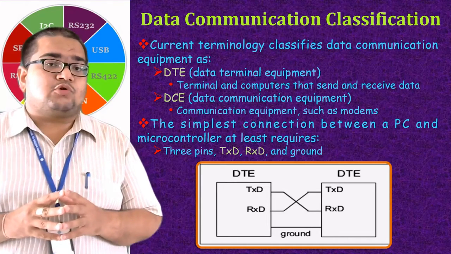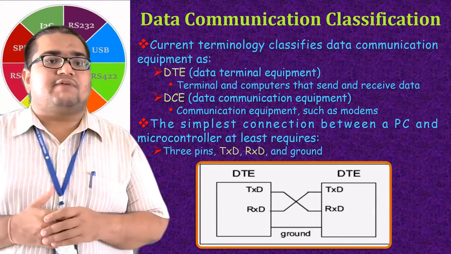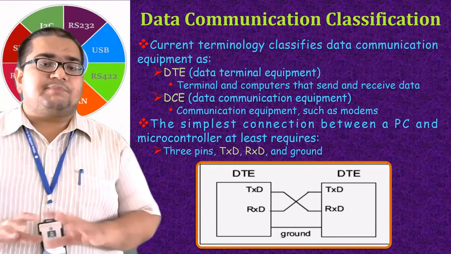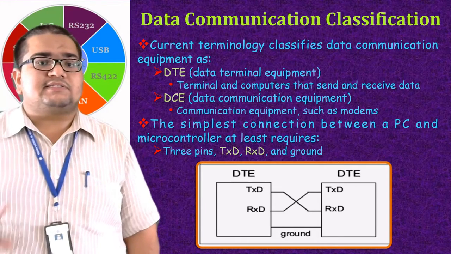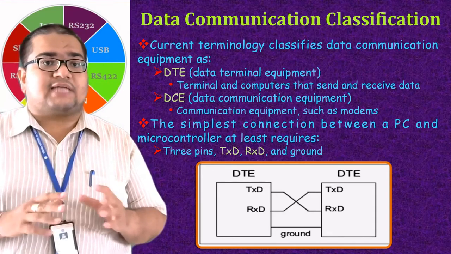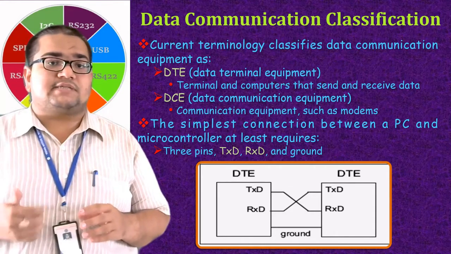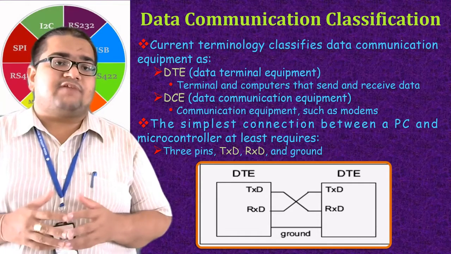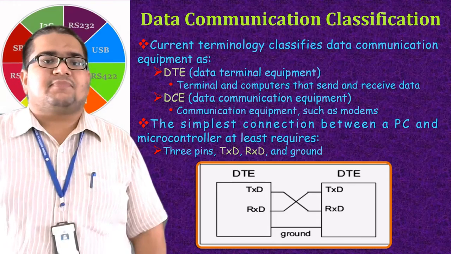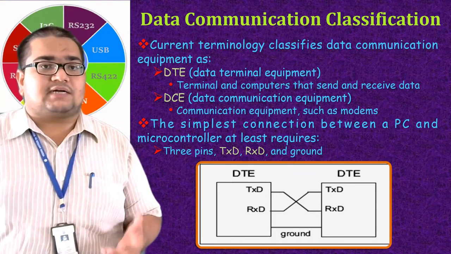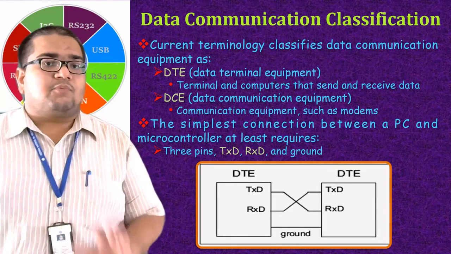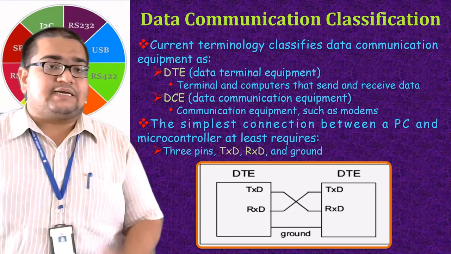Now, whenever we want to establish communication between two computing devices, such as a computer and a microcontroller based system, the simplest possible way is connecting these three lines, that is TXD, RXD and ground. TXD of one side will be connected to the RXD of the other side, and their grounds, that is pin number 5, will be connected to each other to have a common voltage level. So here DTE stands for data terminal equipment, which will generally be your microcontroller based system in our study here.